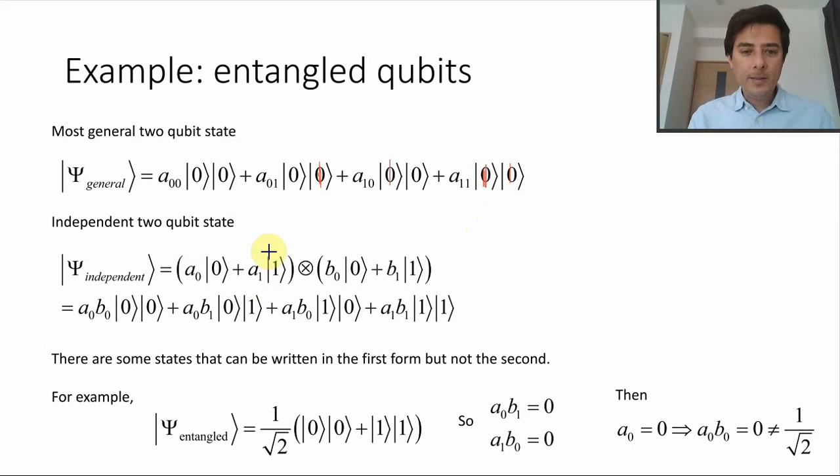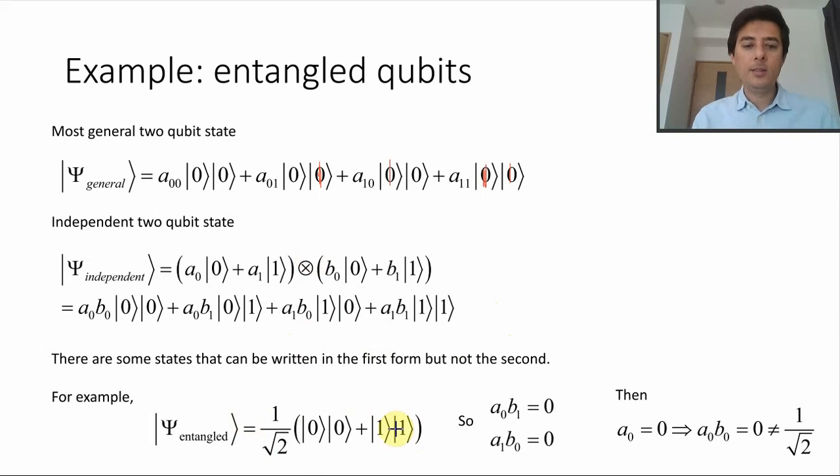For the independent states, this can be written in this product form here. So if we multiply this out, we get coefficients like this. So there are some states, as I was saying, that you can write in this first form, but you cannot write in the second form. And I'll give you one example here.